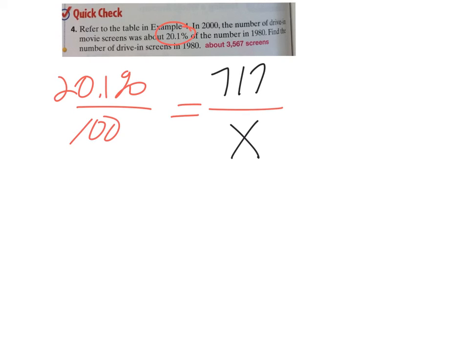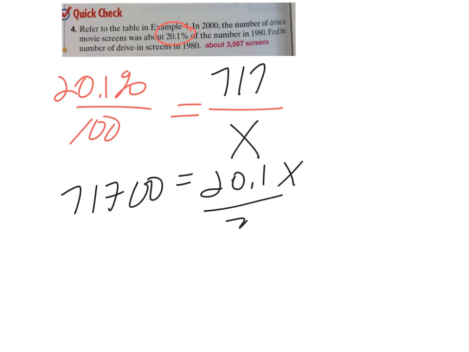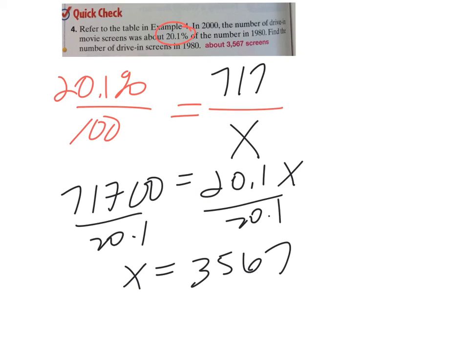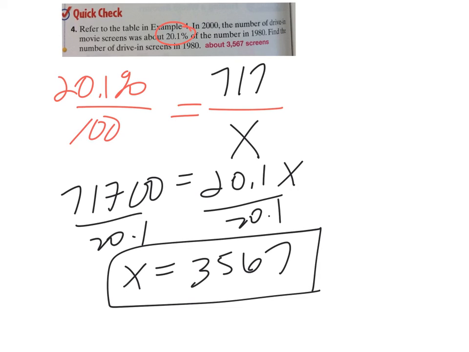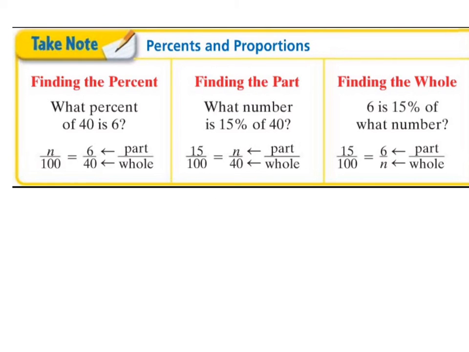Little cross product fun. So 71700 equals 20.1x. Divide off that 20.1. And x is 3567. It's like 0.16, blah, blah, blah. But again, you can't have part of a movie theater, so there you go. So I want to remind you of each of these. They're in the back of your vocab. Again, the different types. And remembering that every single time, before you even read anything in these percents, write this. And then figure out the rest from there.